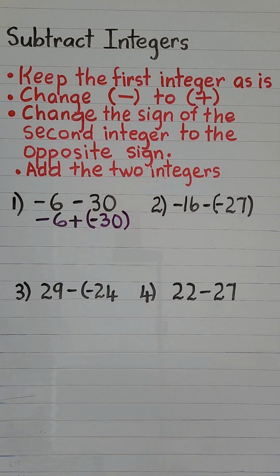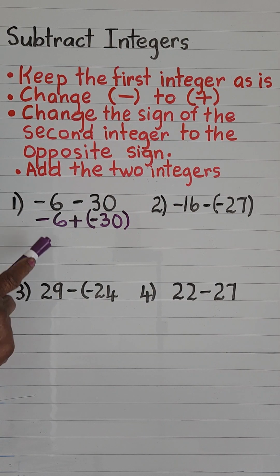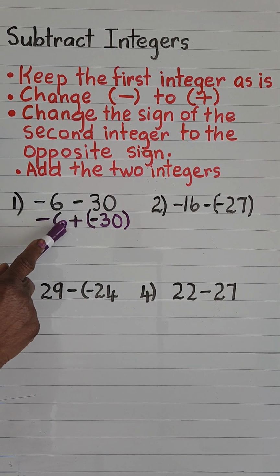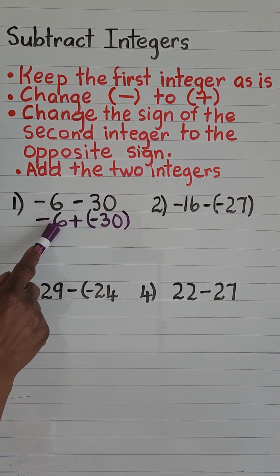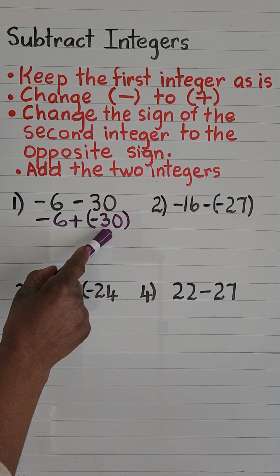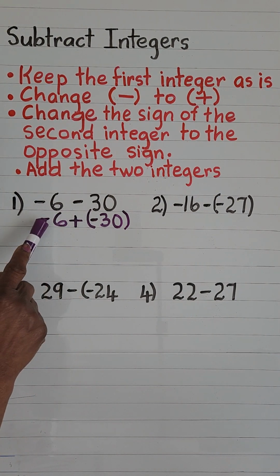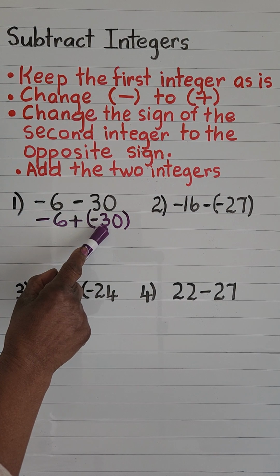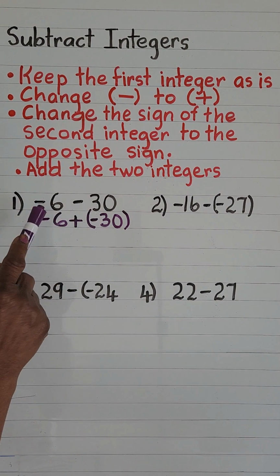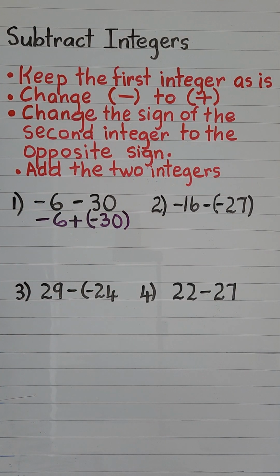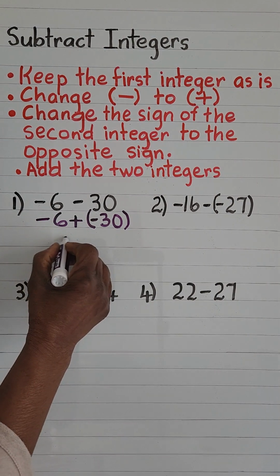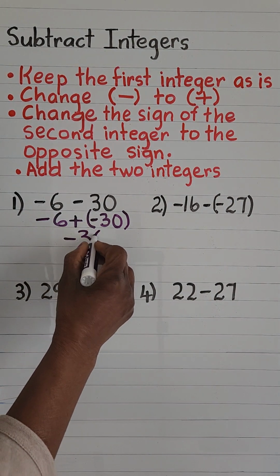And now we add the two integers. So when we're adding integers, we add the numbers. -6 plus -30, 36. When we are adding, if the signs are the same, we keep the same sign. So this will be -36.